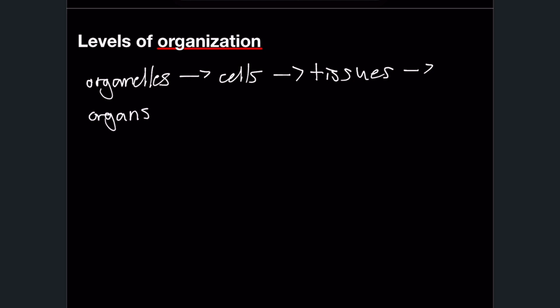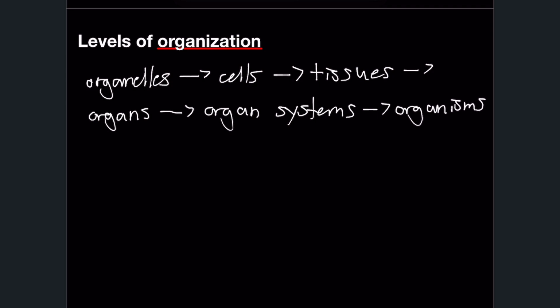Multiple organs together can then form an organ system. For example, running with the heart example, the heart along with various blood vessels helps to form the circulatory system. And finally, multiple organ systems coming together help to form the entire organism, such as humans being made of multiple systems like the circulatory system, respiratory system, nervous system, and a bunch of others.